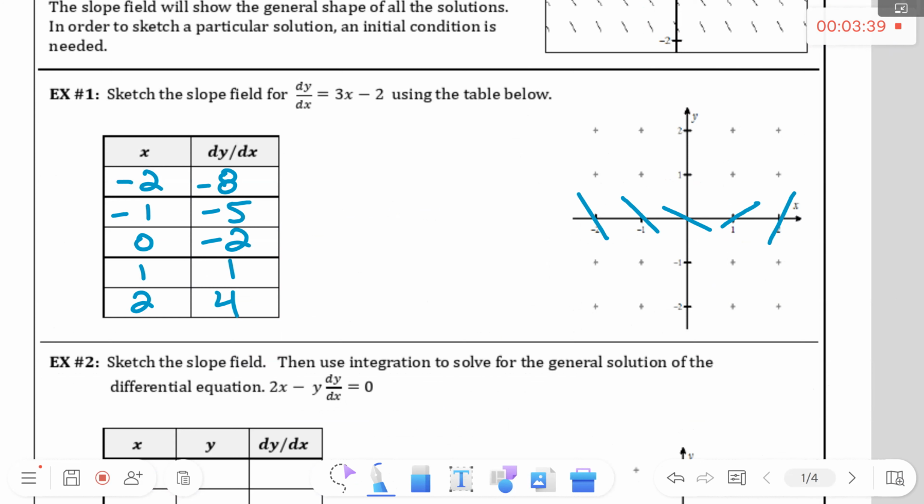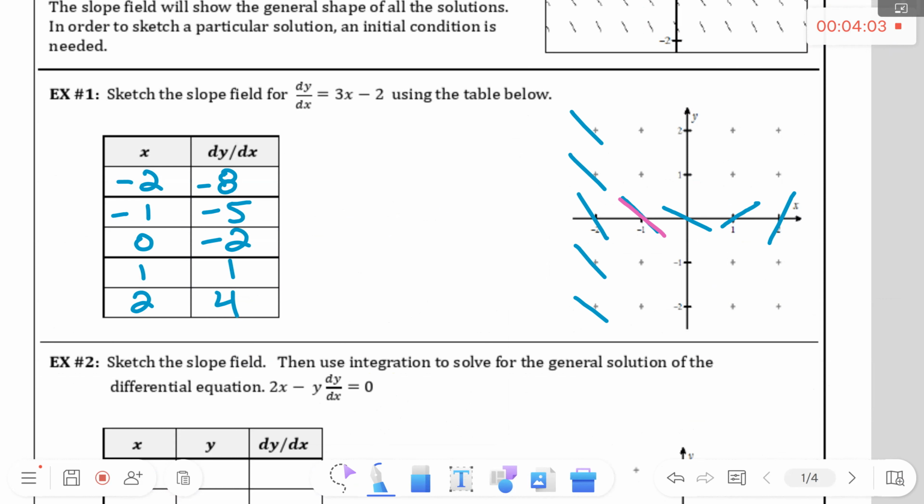I'm going to ask a question. It's not a trick question, it just feels like a trick question. Were there any y's involved here? No. So does that change at all with my slopes in the y direction? No. So these slopes are all the same. See that? Those are all -8.